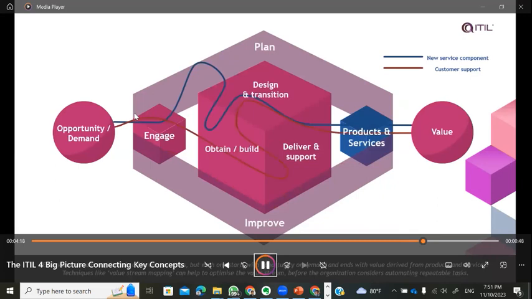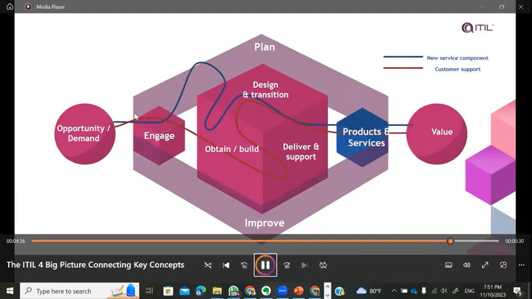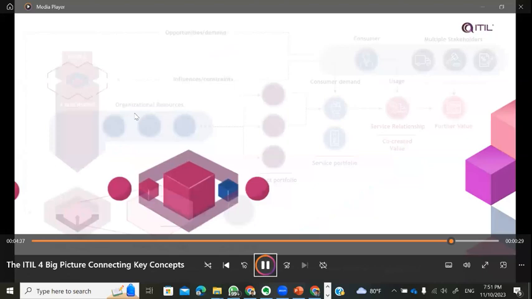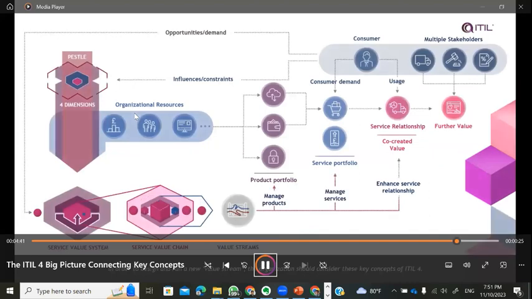Each value stream may include different activities, but each one starts with opportunity or demand and ends with value derived from products and services. Techniques like value stream mapping can help to optimize the value stream before the organization considers automating repeatable tasks. In order to design and run a new value stream, the organisation should consider these key concepts of ITIL 4. And by adopting these key concepts together, organisations can create a flexible and effective architecture that delivers world-class IT-enabled services. Welcome to the future of ITIL.